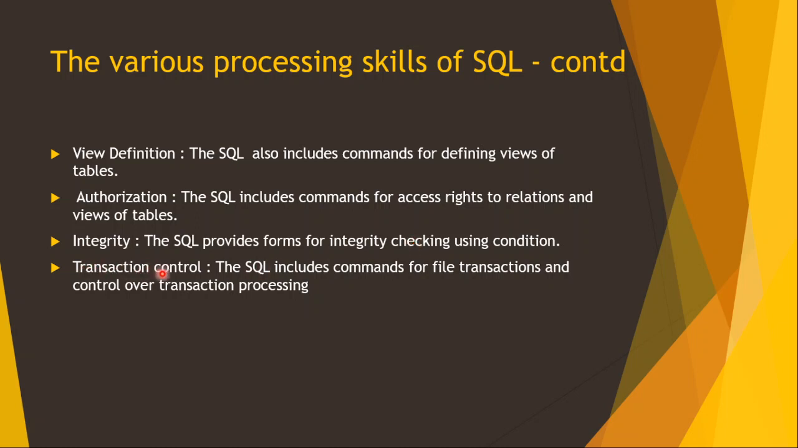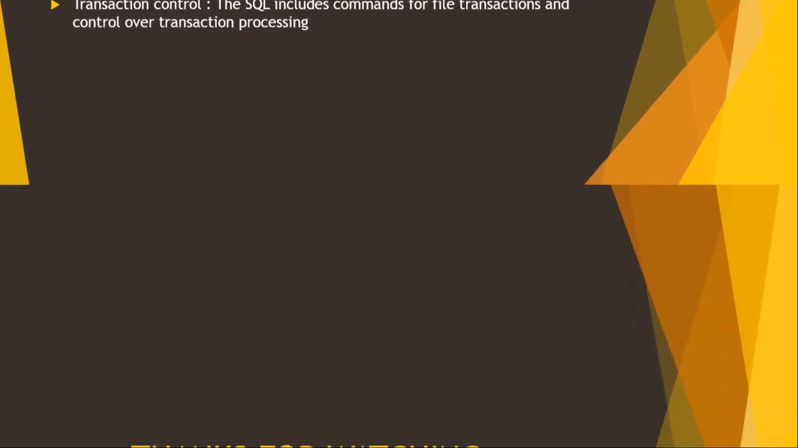And then transaction control language. What is transaction control language? SQL includes commands for file transactions and control over the transaction processing. That means I can make the changes, I can update the data, I can roll back the data, I can commit the transaction. So that all comes under the file transactions. The files can be transferred, they can be inserted, they can be used to transfer data. So those are all the control over the transaction processing. So these are all the processing skills of SQL.